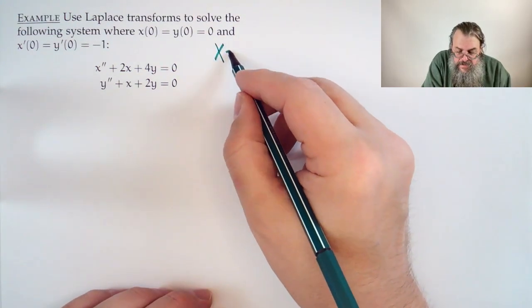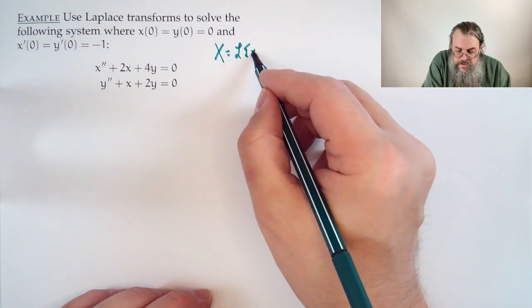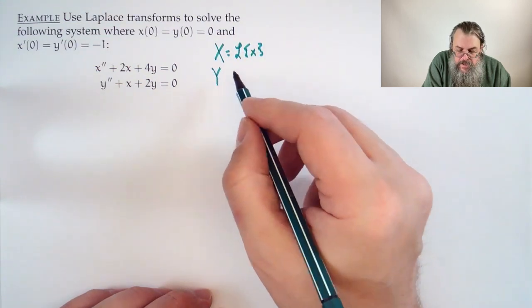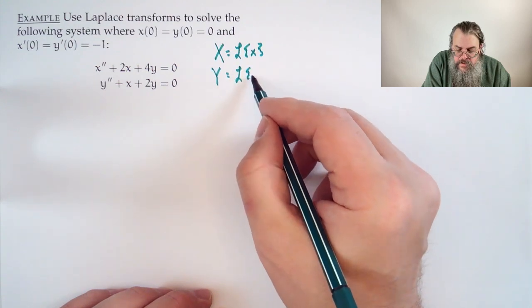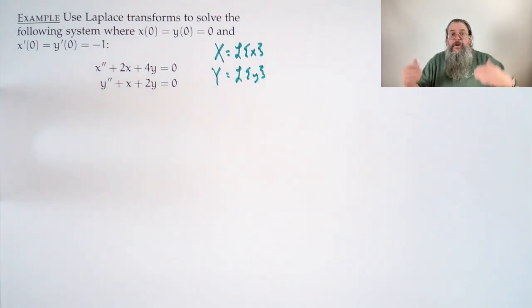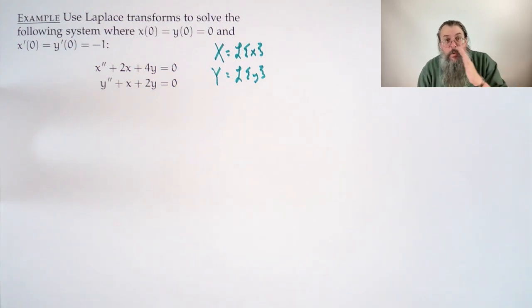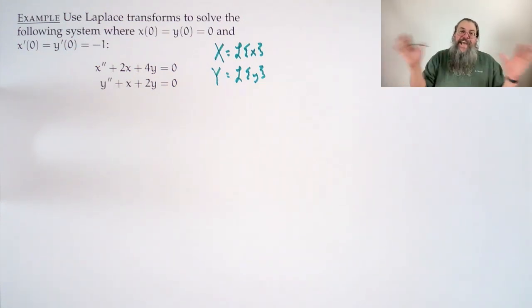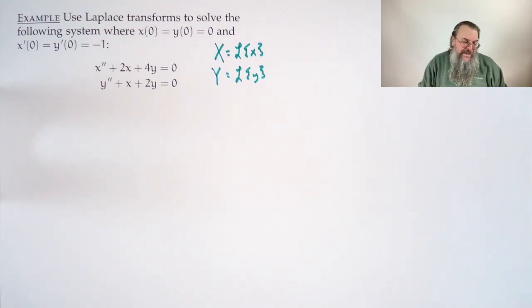So capital X will be the Laplace transform of little x, and capital Y is going to be the Laplace transform of little y. So we're going to take the Laplace transform of both equations. What we're going to end up with is a pair of algebraic equations with two unknowns. So we have two equations and two unknowns, in this case, capital X and capital Y. And then we can use anything we want to solve them. We're going to use Cramer's rule. But again, we can use anything we want at that point to solve.